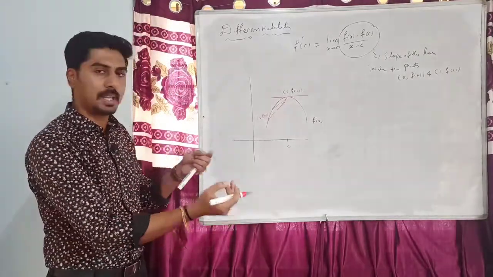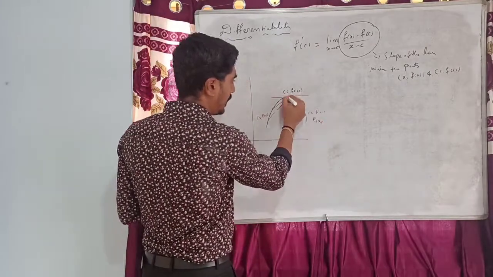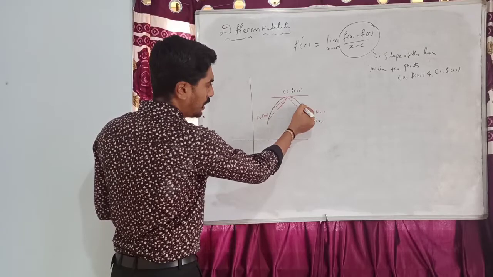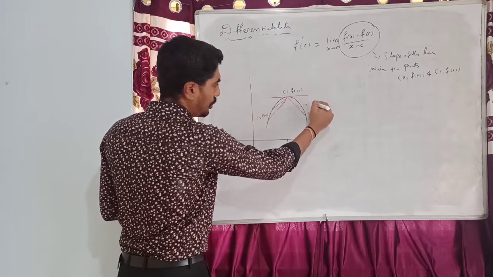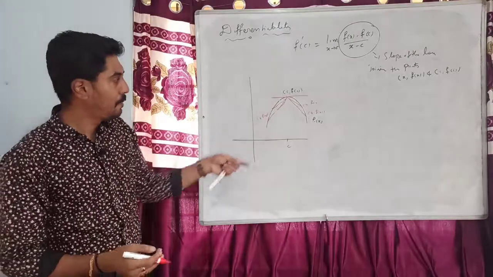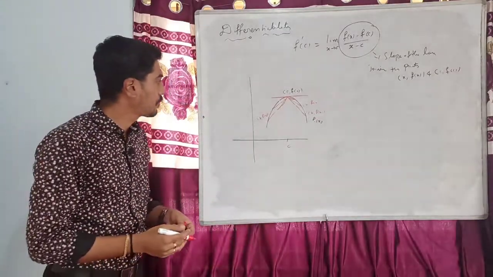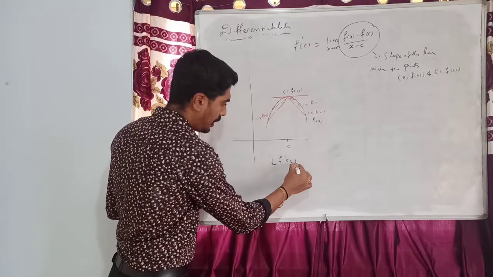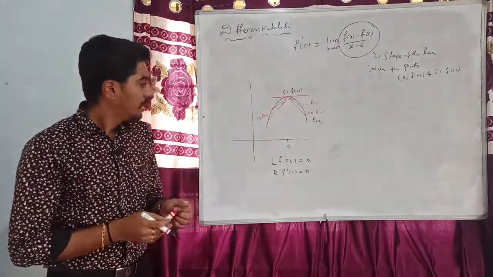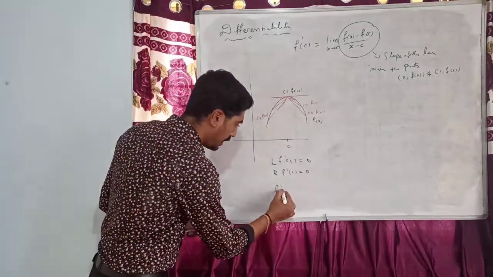Similarly, when I approach from the right hand side, first I consider a point (x, f of x) on the right hand side. This line has a negative slope. When I start approaching c from the right hand side, this point starts moving towards this point. The slope of the corresponding line started increasing, and finally when it approaches this point, the slope is equal to 0. In other words, left hand derivative at this point is equal to 0 and right hand derivative at this point is equal to 0. Since left hand derivative and right hand derivative are equal, derivative exists at x equal to c and is equal to 0.